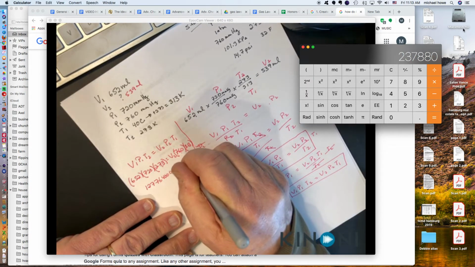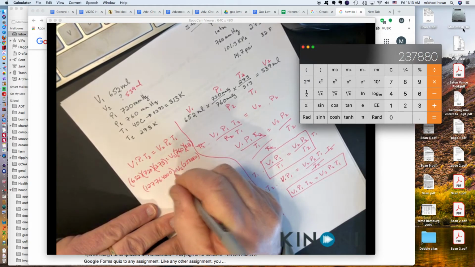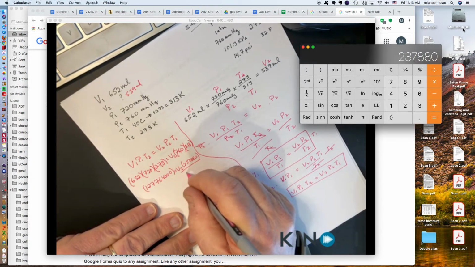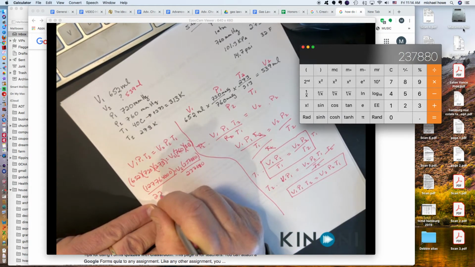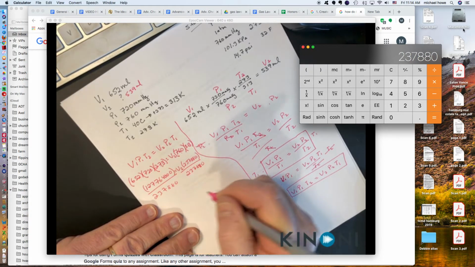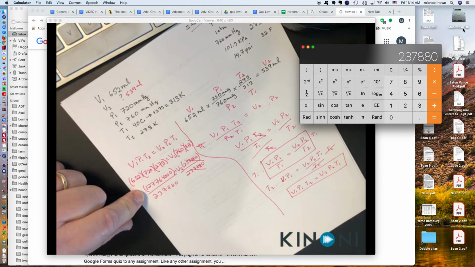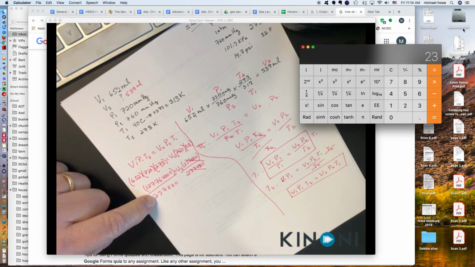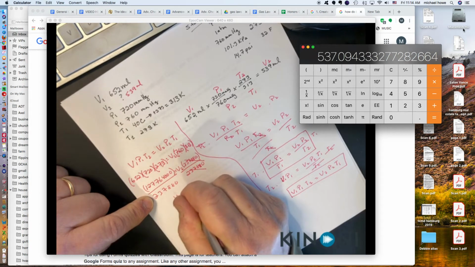All right, now to do the algebra on this, how do you solve for V2? It's just like solving for x. You divide both sides by 237,880. All right, so this cancels that. So I'm going to have this big number, 127,764,000 divided by 237,880 equals 537. Okay, V2 equals 537.